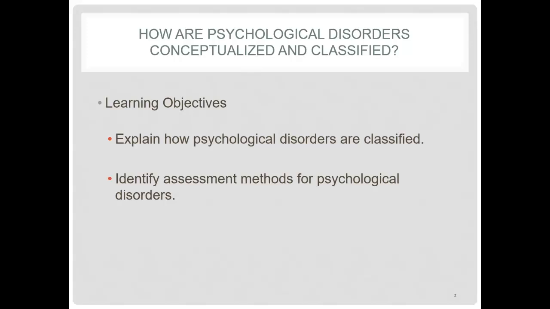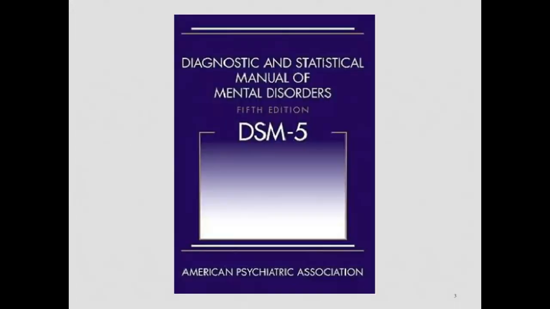So now we're going to look at how psychological disorders are classified and some of the assessment methods for psychological disorders. So again, this is the Diagnostic and Statistical Manual of Mental Disorders, 5th edition. They've slightly edited it again, but very mild edits.